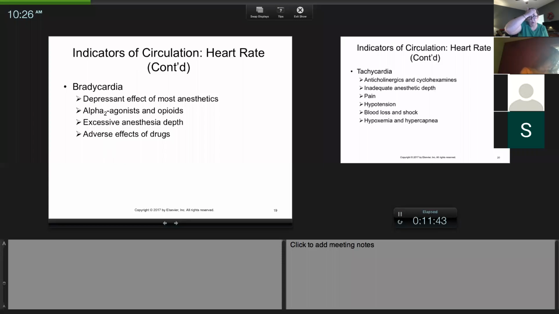Hypothermia. So how do I treat this? This is easy. Excessive depth, turn them down. Give them an atropine, an anticholinergic. So I try to turn them down, or I can give them an anticholinergic.